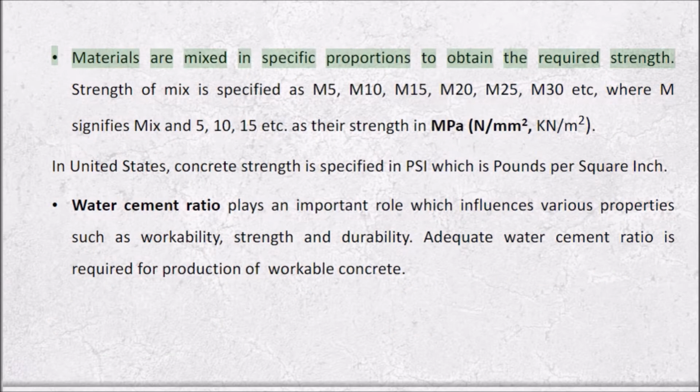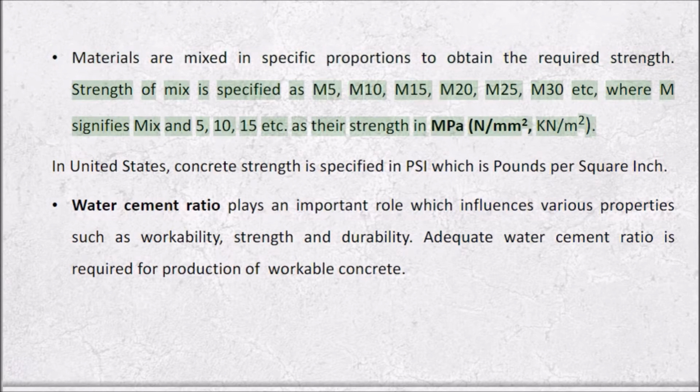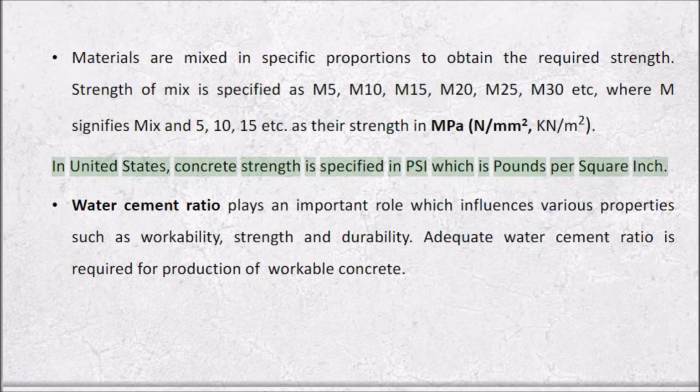Materials are mixed in specific proportions to obtain the required strength. Strength of mix is specified as M5, M10, M15, M20, M25, M30 etc., where M signifies mix and 5, 10, 15 etc. are their strength in MPa, N/mm2, kN/m2. In the United States, concrete strength is specified in pounds per square inch.